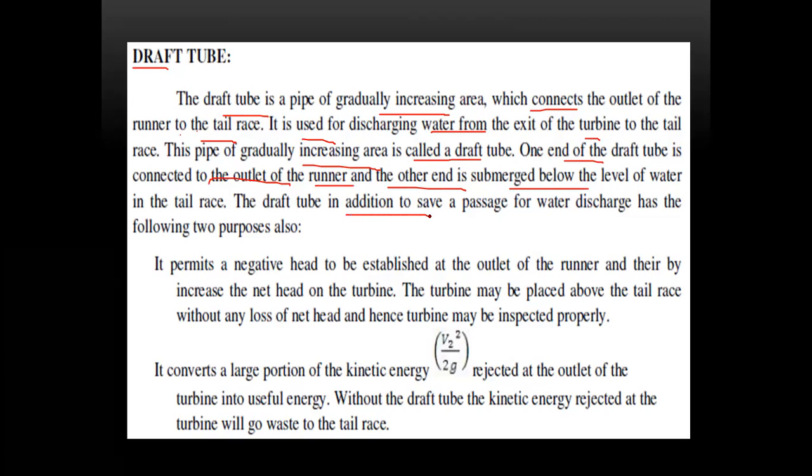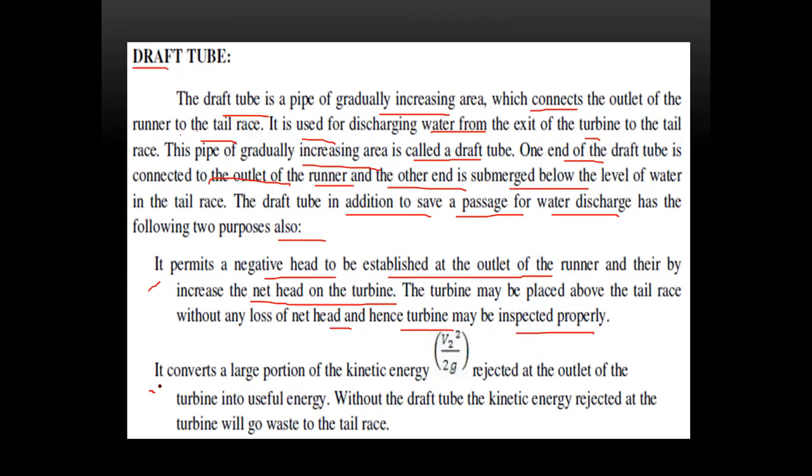The draft tube, in addition to providing a passage for water discharge, has the following two purposes. The first one: it permits a negative head to be established at the outlet of the runner and thereby increases the net head on the turbine. The turbine may be placed above the tail race without any loss of net head, and hence the turbine may be inspected properly.